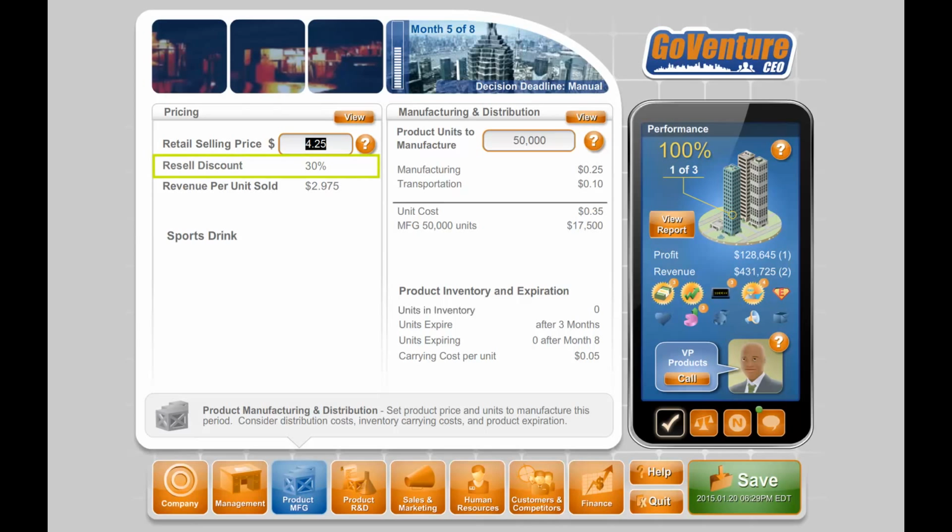In this simulation, it is called a reseller discount, but it could be called a dealer discount, sales commission, or something else. This means that the dealer receives 30% of the retail selling price as their earnings for the sale of the product. As the manufacturer, your revenue on each product sold is the retail selling price minus the discount, as shown here. Pricing is a very important business decision.